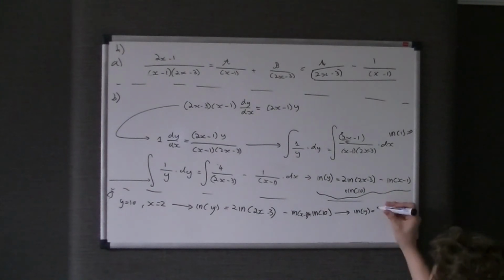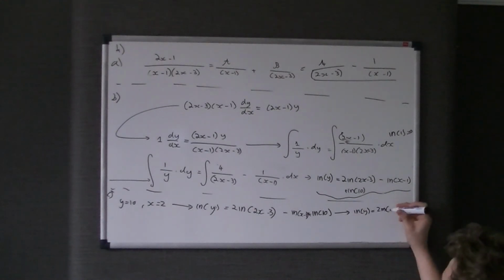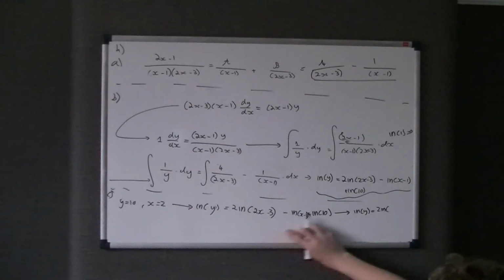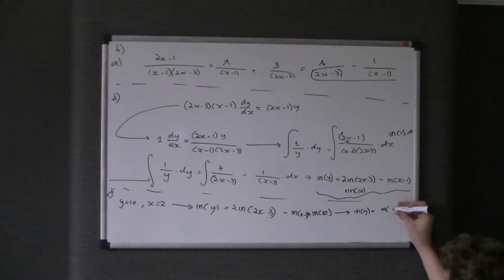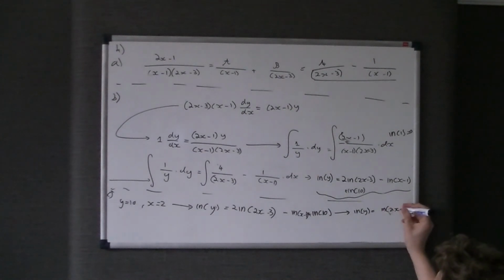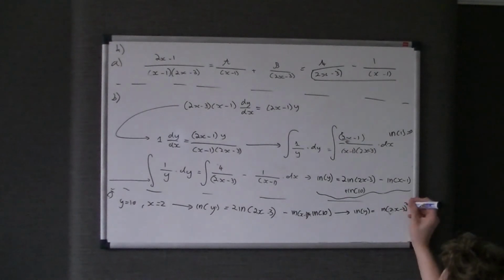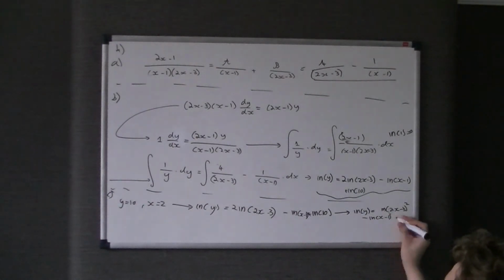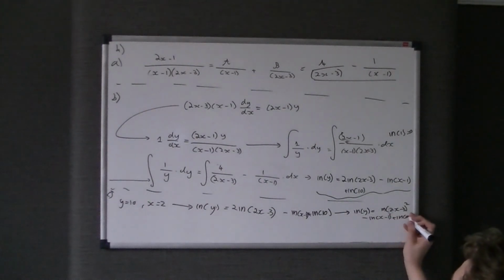So it's 2 ln of 2x take 3. But this 2 ln of 2x take 3, we're going to use the power rule for that. So it's the ln of 2x take 3, all squared. Simplifying it down in stages, take the ln of x take 1 plus the ln of 10.